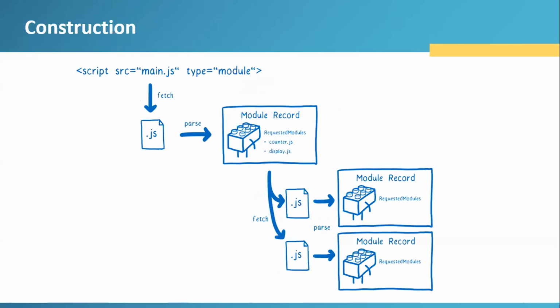We just put the entry point main.js file as source in the script tag, and put the type as module, and the JS runtime will then go and fetch this particular main.js file. It will parse it into module records. There it will know that it needs counter.js and display.js files. So it will go and parallelly fetch these two files, and then parse them accordingly into their module records. This way you can recursively build the set of module records required for our construction.